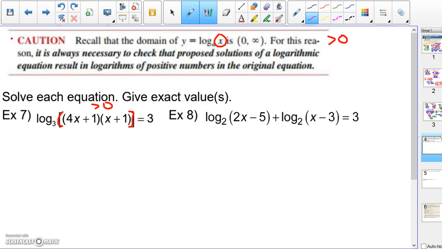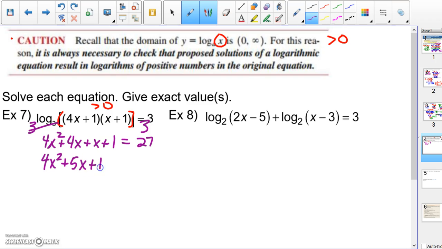So if I want to get rid of that log base 3, I'm going to do an exponential base 3 on both sides, which would give me, I'm going to go ahead and FOIL this, 4x squared plus 4x plus x plus 1 equals 3 to the third power, which is 27. Cleaning up like terms, 4x squared plus 5x plus 1 equals 27, and then subtract the 27 over for 4x squared plus 5x minus 26 equals 0.